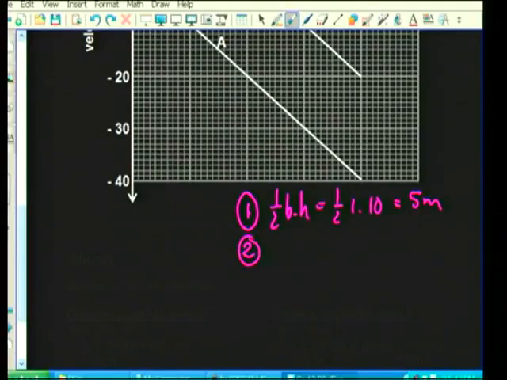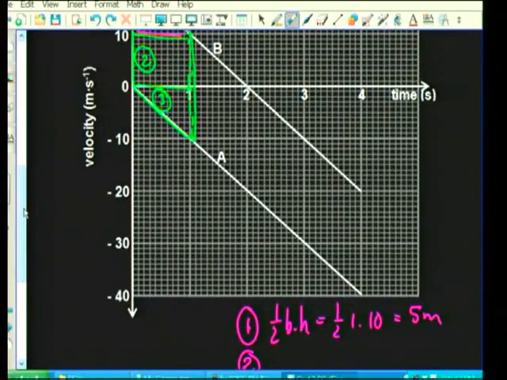Area number 2 I should say, is this rectangular area here, and that's just going to be a length times breadth, which would be giving me 1 times 10, which is 10 meters.